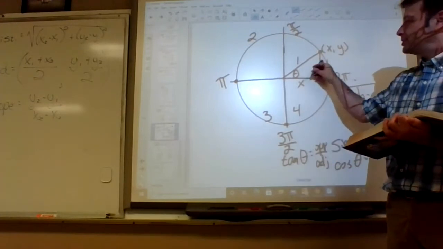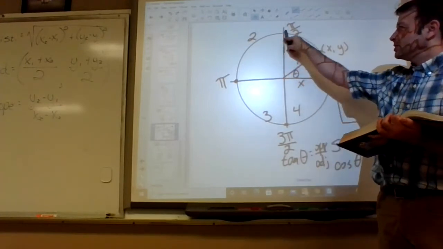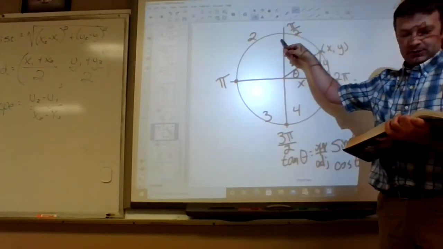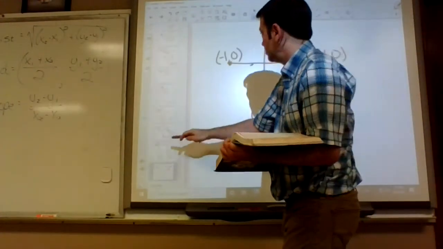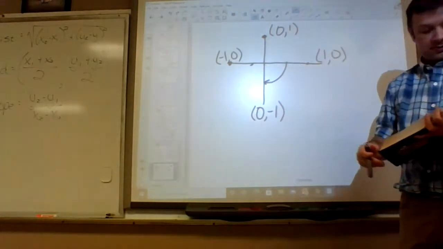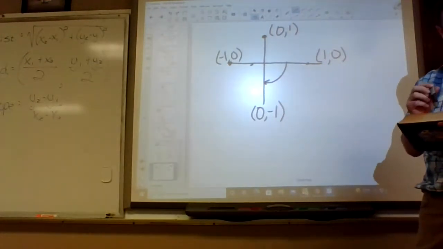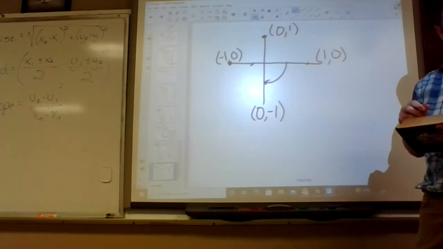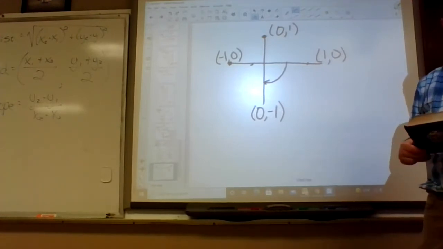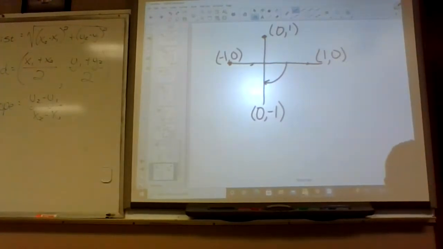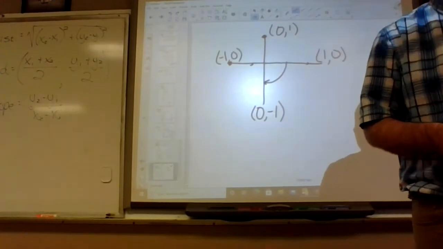Cosine of pi over 2. That's 0. What's the x value at 90 degrees? It's 0. Does that make sense? Are we good so far? Yeah, sine is based on y, cosine is based on x. You might make a note of it if you're not sure.